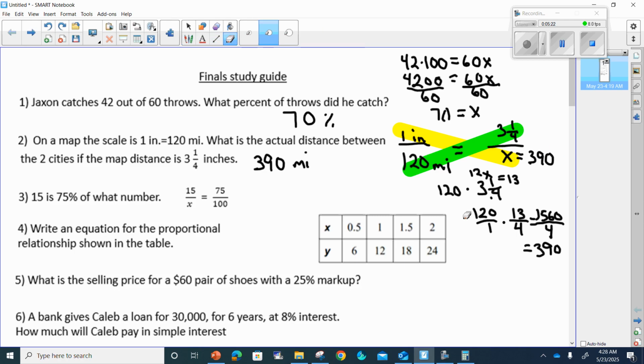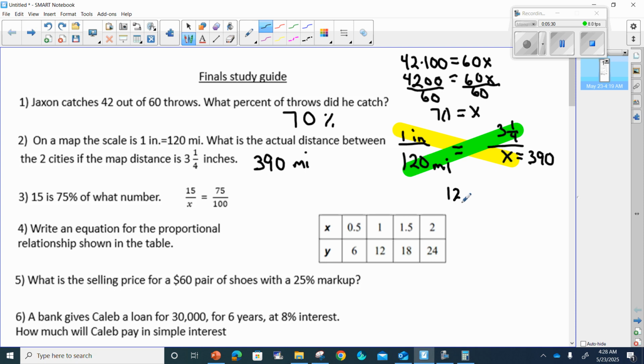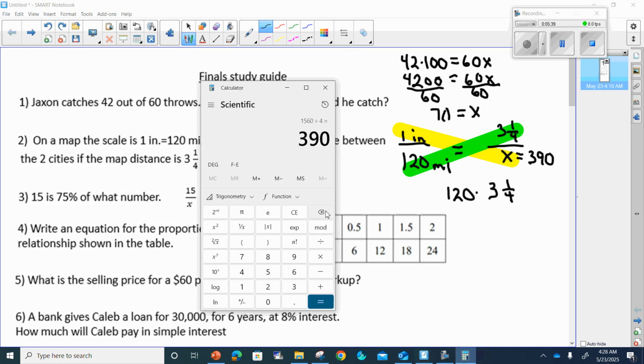Here's another way to do this. Some think it's much easier. When you take 120 and multiply it to 3 1/4, you could take 3 1/4 and turn it to a decimal. First, take 1 and divide it by 4. This gives you 0.25. Now add it to 3. This gives you the decimal form of 3 1/4. Now multiply it to 120. There's your answer, 390.